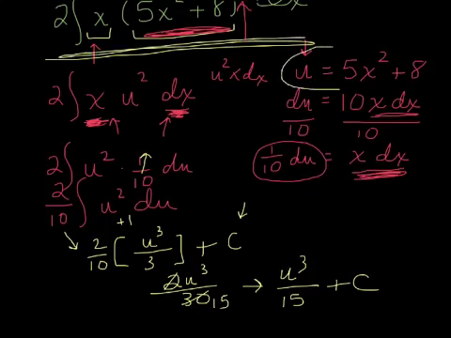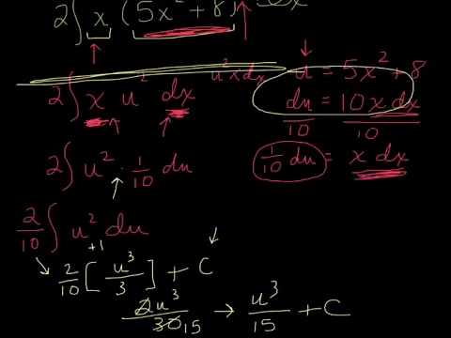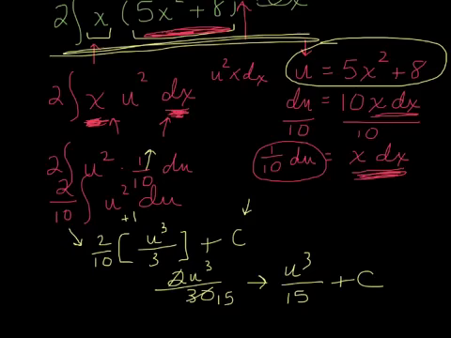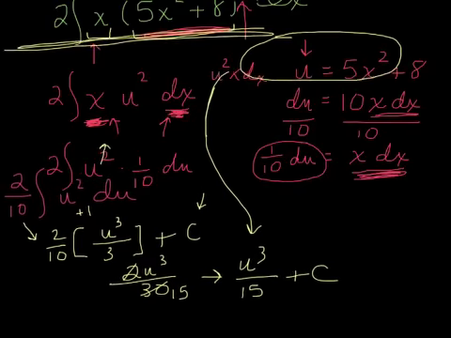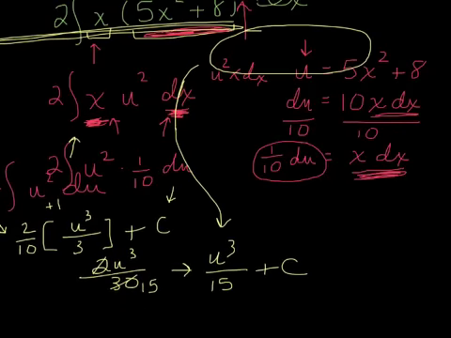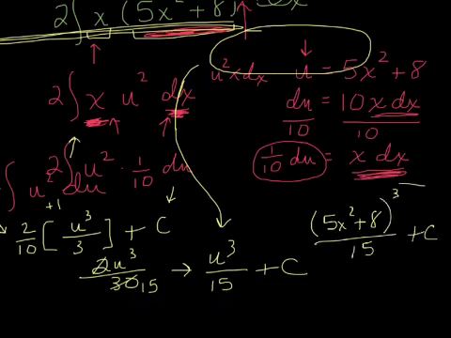So go back to your definition up here where you defined u. And so instead of having u cubed, you're going to put its definition back in its place. So your final answer, now I got to move everybody. Oh, it won't let me move, so I'll scoot it. Your final answer would be u cubed, so that's 5x squared plus 8. Remember, that's the definition of u, and it's cubed, over 15 plus c. That's the antiderivative.